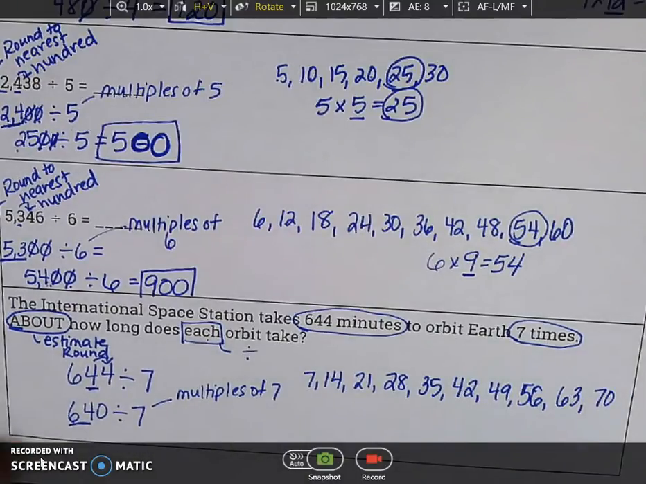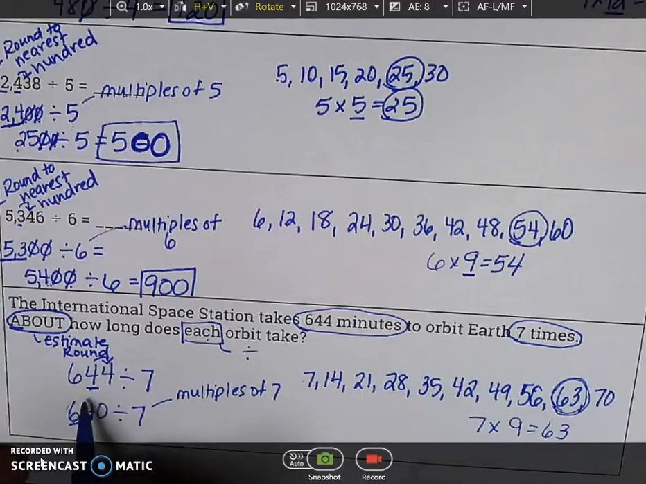And so the closest I can get to 64 would be 63. And so 63 would be 7 times 1, 2, 3, 4, 5, 6, 7, 8, and 9. 7 times 9 is 63. So now when I'm estimating, I can change my 640 to 630 because that's the closest I can get with multiples of 7. So 630 divided by 7. Forget that 0. 63 divided by 7 would be 9. Add that 0 back on.